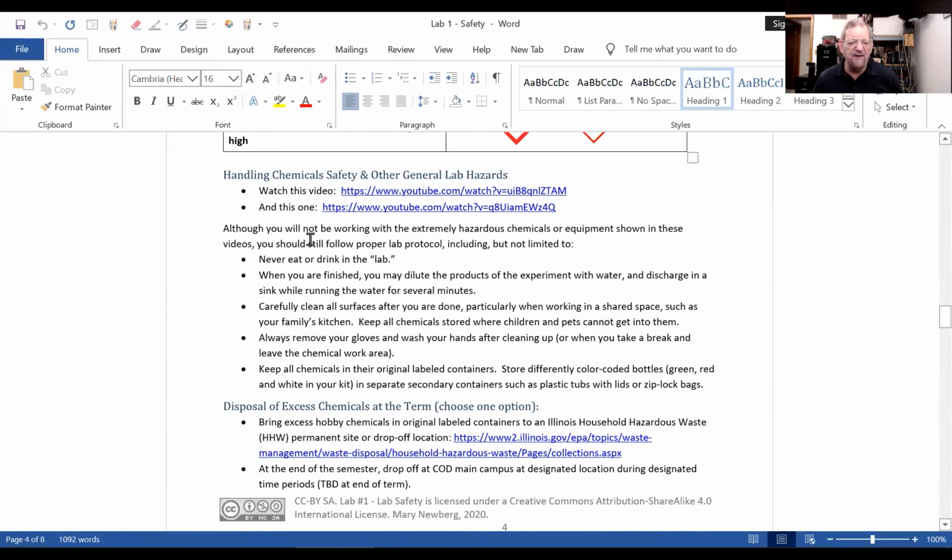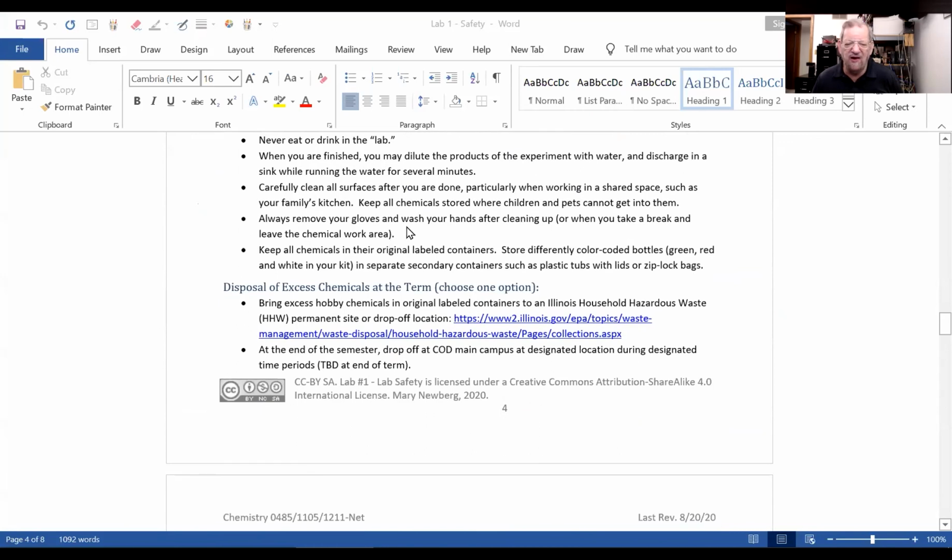Now, a couple of important things: you should never eat or drink while you're working in your lab. Some of the time you may have to dilute stuff if you spill it. Just let the water run. I would clean it when you're done with soap and water. Clean your gloves before you do, with soap and water.